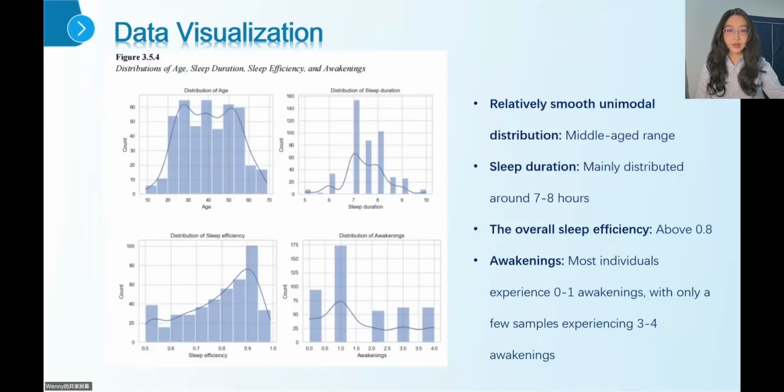Next, the pattern shows that age follows a relatively smooth unimodal distribution, concentrated in the mid-age range. Sleep duration is mostly distributed around 7 to 8 hours. Overall sleep efficiency is mostly above 0.8, and most individuals experience 0 to 1 awakenings per night, with only a few samples having 3 to 4 awakenings.